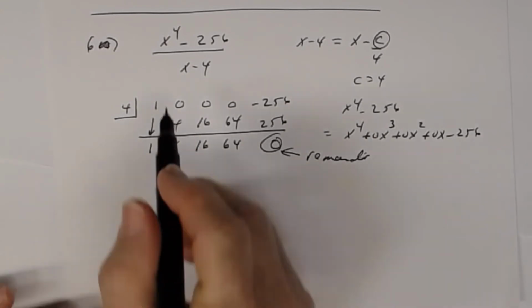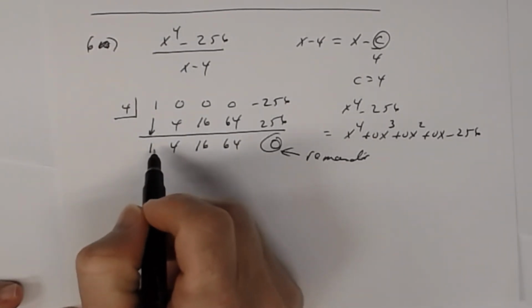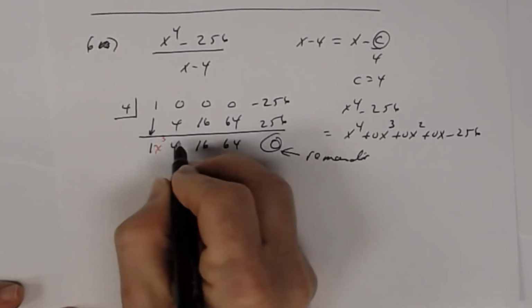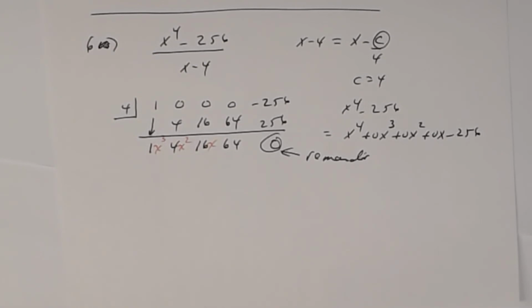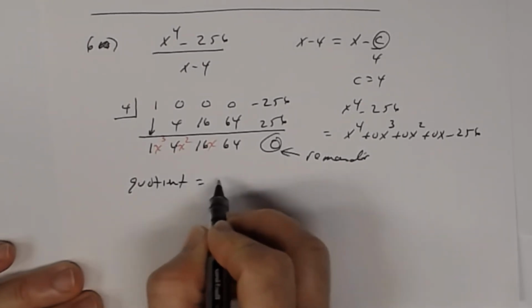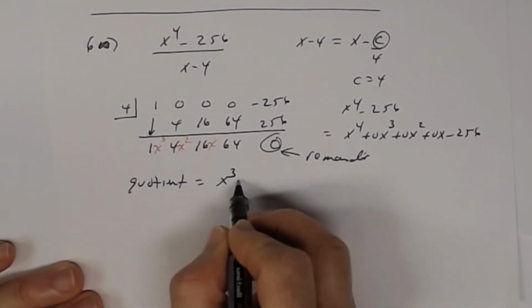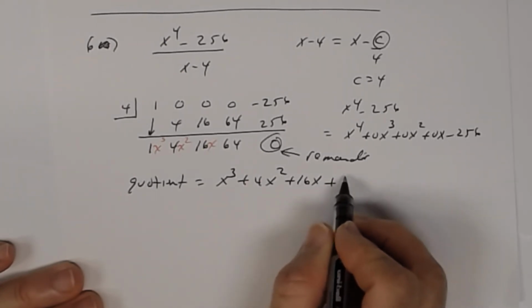And so remember the largest degree here is 4, so that means the largest degree of my quotient will be x cubed. So there'll be x cubed, this will be x squared, and this will be x, and that's your constant. See how that works? And so therefore your quotient will equal x cubed plus 4x squared plus 16x plus 64.